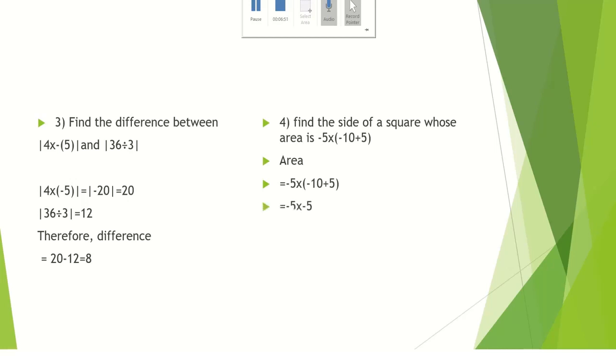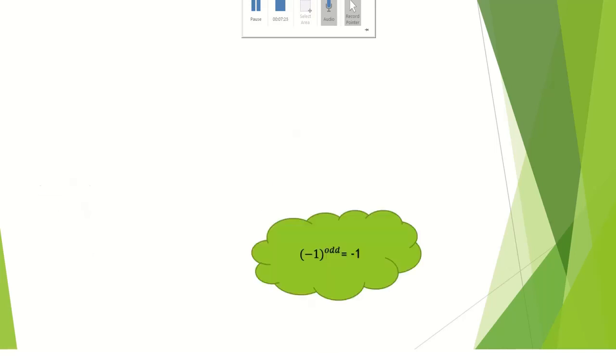Minus 10 plus 5, different signs, so subtract. That will be minus 5. If you take minus 5 into minus 5, the product is positive, because minus into minus is positive. So positive 25 square units. Why? Because it's the area of a square. And side is equal to the square root of area, which is the square root of 25 square units, nothing but 5 units.